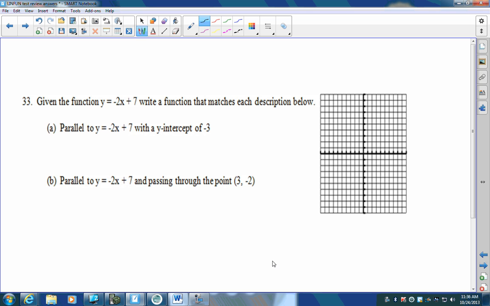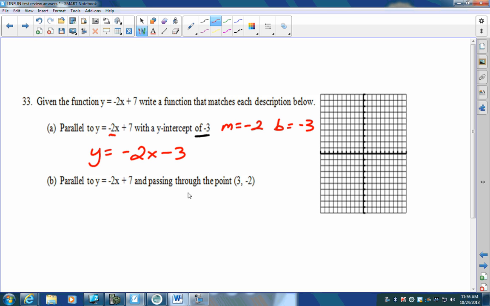33. Given the function y equals negative 2x plus 7, write a function that matches the description below. It needs to be parallel to this and a y-intercept of negative 3. Well, that makes it easy because I know that my m, my slope, if it's parallel, they're the same. So I know it's negative 2. B is my y-intercept. They're already telling me it's negative 3. So my equation becomes y equals negative 2x minus 3.